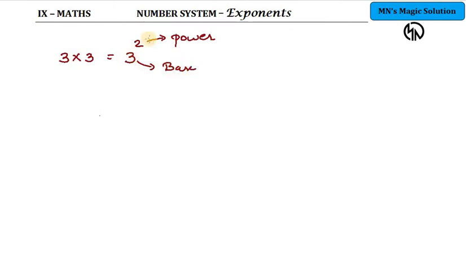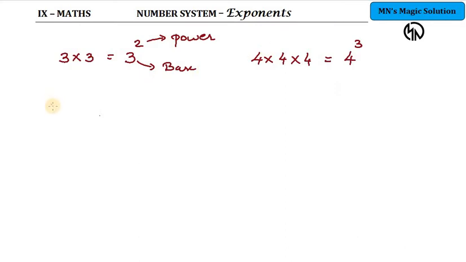So base raised to the power, this will be the expression. For example, if we take 4 into 4 into 4, then that can be written as 4 power 3, because how many times is it getting repeatedly multiplied? 3 times. So you write it as 4 power 3. So this is the idea of exponents.